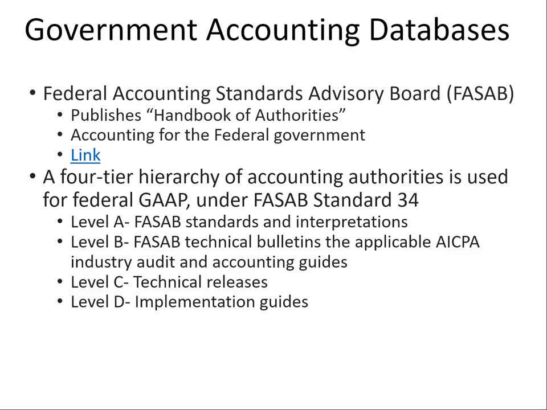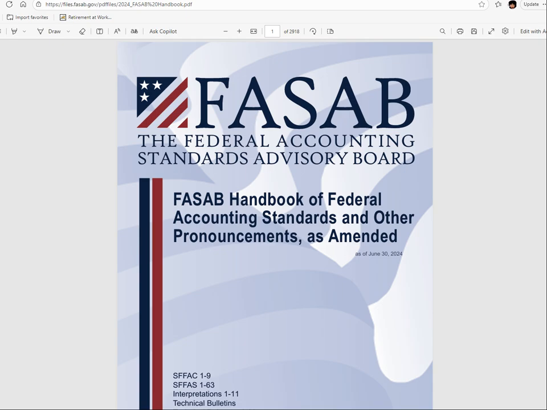At the federal level, we have a different database. The Federal Accounting Standards Advisory Board, the FASAB, publishes the Handbook of Authorities. Basically, this is accounting for the federal government. If you click the link, you have this file. Unfortunately, it's still a PDF version, so it's not a database, but you can find things by searching the PDF file.